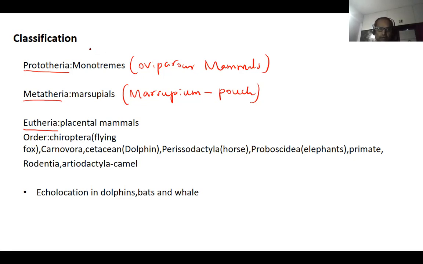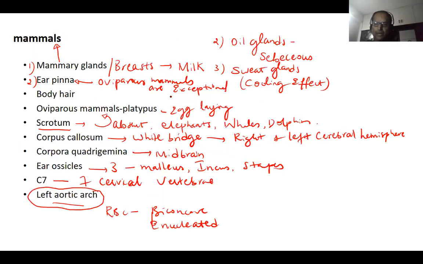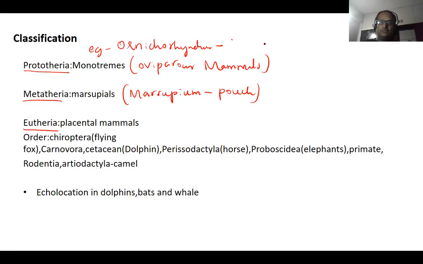One of the examples that we will write for Prototheria is Ornithorhynchus. This is nothing but Ornithorhynchus, which we call the platypus. Platypus and echidna all come under Prototheria, that is monotremes. Then marsupial, which we call Macropus. This is nothing but the kangaroo.